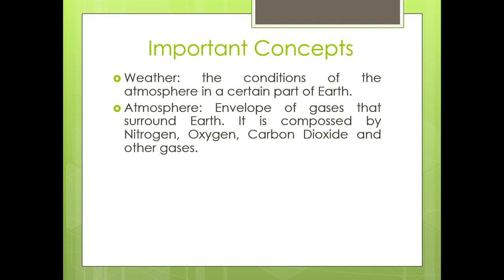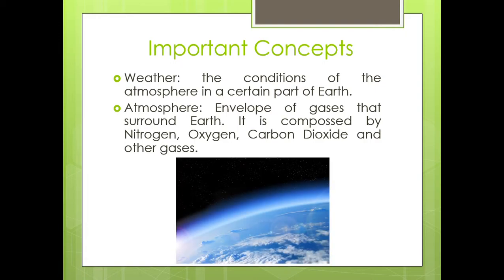We have the atmosphere, and the atmosphere is an envelope of gases that surrounds Earth. It is composed of nitrogen, oxygen, carbon dioxide, and other gases. So here we have a very beautiful picture of what the atmosphere looks like around Earth.